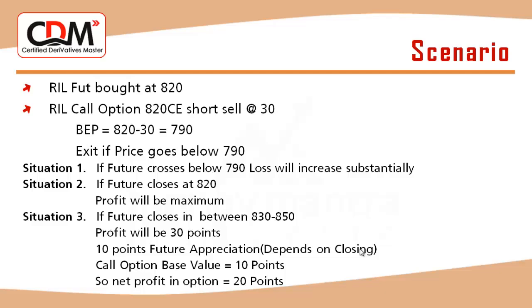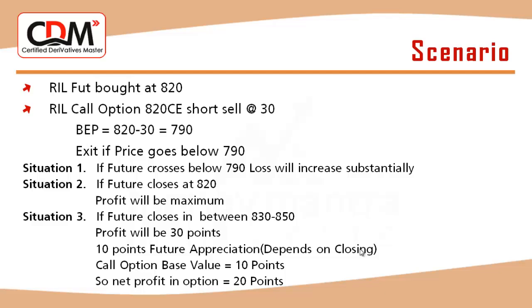Suppose somebody bought Reliance Industries future at 820 and short sold the Reliance 820 call option at the rate of 30 rupees. So the break-even point would be 820 minus 30, which is equal to 790. If the price of Reliance falls below 790, then we have to make an exit and book the loss, whatever loss we are incurring in that strategy.